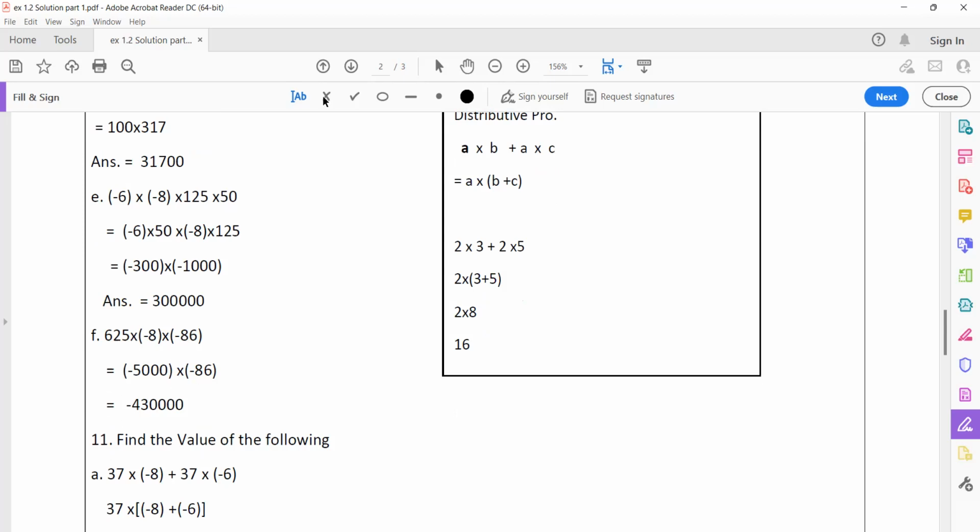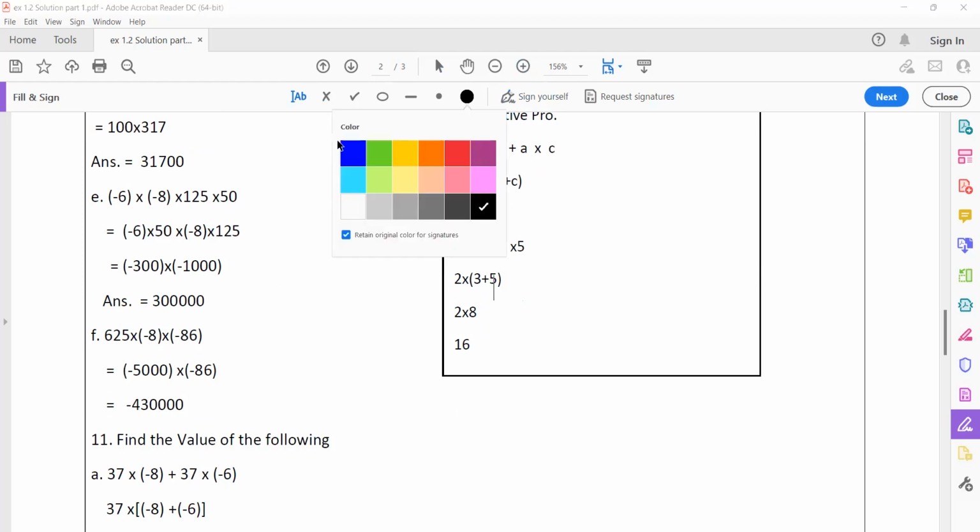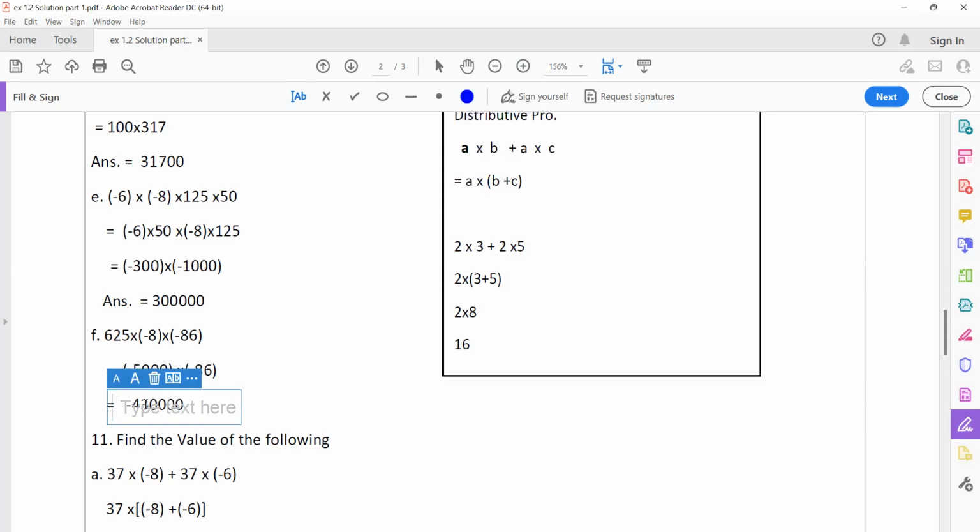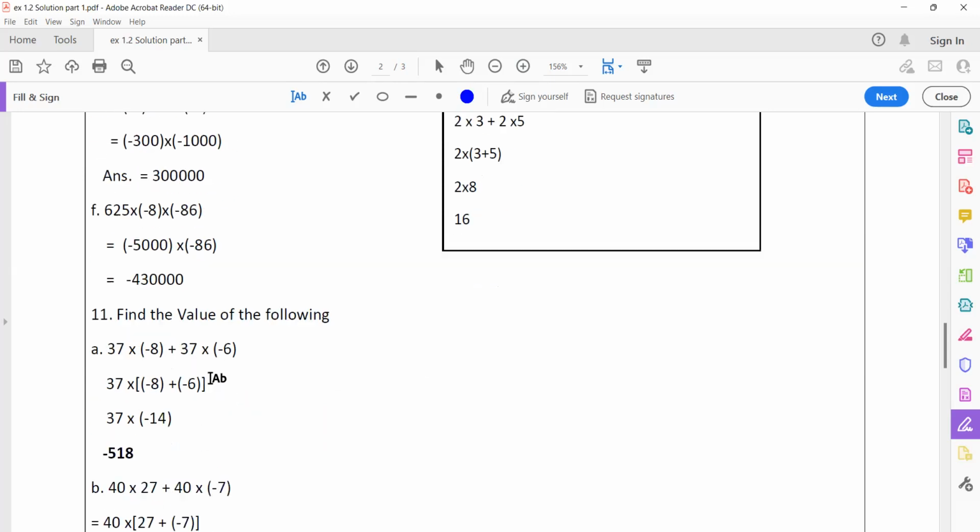Oh, there's some issue in this, my dear students. The sign will be positive. Please delete this, and the sign will be positive here, my dear student.